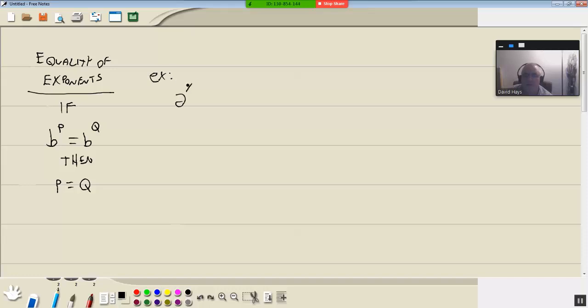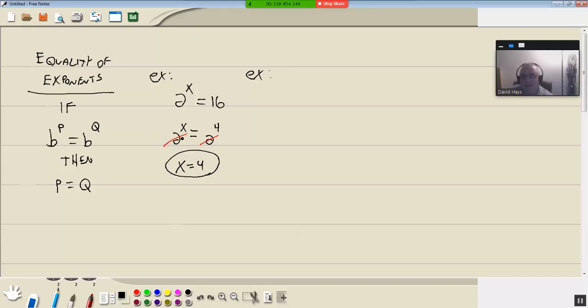For example, if I had 2 to the x is equal to 16. What we do is we start with our large number, which is 16. We try to rewrite it as the other number to a power. Well, 16 would be 2 to the 4th. Now, the equality of exponents says, since they both are 2 to a power, I can cross the 2's out and set the exponents equal to each other. So that'd give us x equals 4.